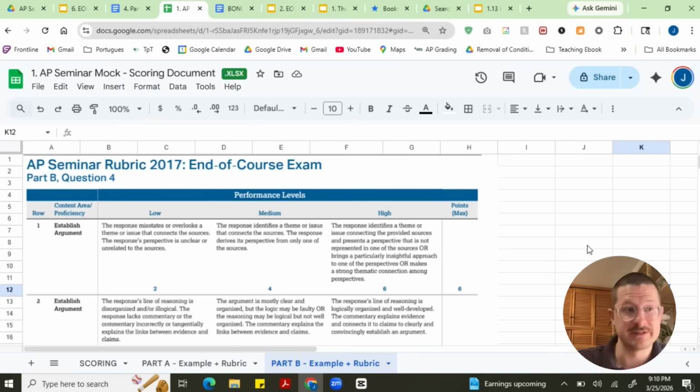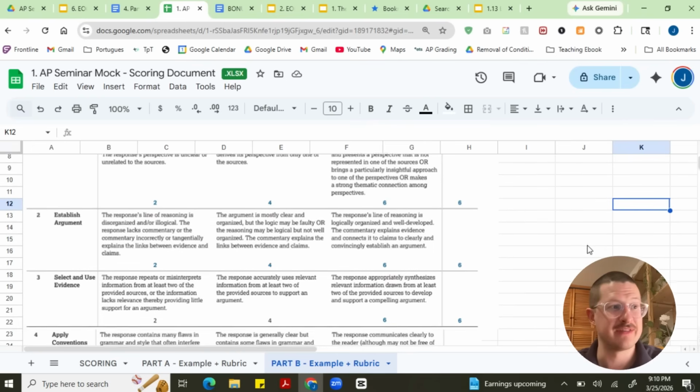Okay, medium. What gets a 4 versus a 6? The response identifies a theme or issue that connects the sources. The response derives its perspective from only one of the sources. Here you go. This is like you've seen a source and think, oh, I'm going to write about this. And it's basically just based on that source versus really synthesizing and pulling out what you think the theme is and then connecting it to those two. A 2 is the response misstates or overlooks the theme and the perspective is unclear or unrelated. 0, no attempt.